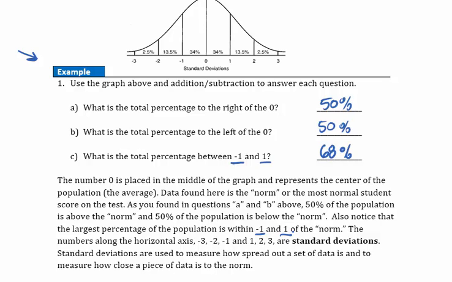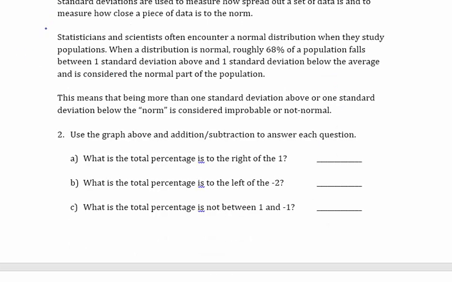Standard deviations are used to measure how spread out a data set is and to measure how close a piece of data is to the norm. Statisticians and scientists often encounter a normal distribution when they study populations. It's just kind of the way things happen. It's a naturally occurring spread of data, this normal curve.